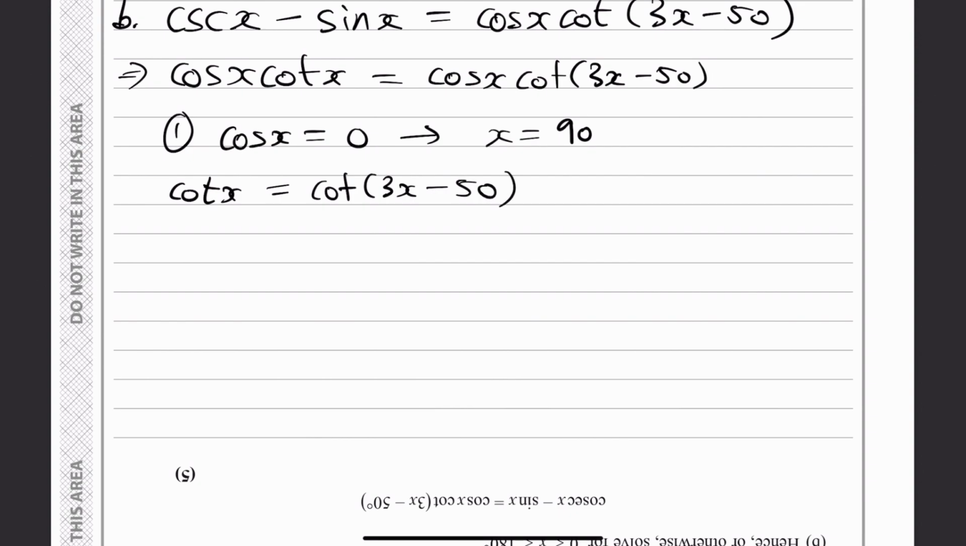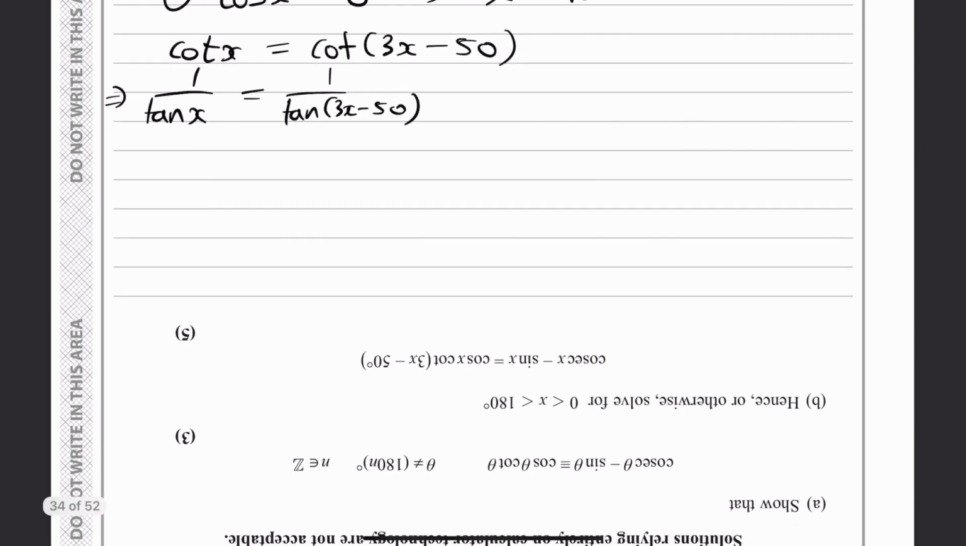Oh, okay. So I need to remember my rules. So I'm just going to convert this into tan. So 1 over tan of x is equal to 1 over tan of that. And if you know your tan identities, I'm pretty sure tan of x is equal to tan of x plus 180. That is a thing.